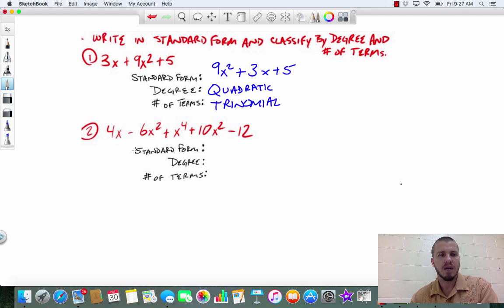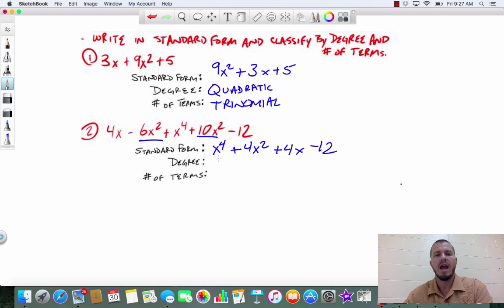The next one is to write in standard form. I have my highest exponent, which is x to the 4th. Then I don't have an x cubed, and for x squared, I have 2 of them. So I'm going to combine these two because they're like terms, and that's going to be plus 4x squared plus 4x minus 12. So I start with the highest exponent down to the lowest, combine any like terms, and this is a 4th degree, so that's going to be a quartic. And the number of terms, there's 4, so we're saying 4-term polynomial.